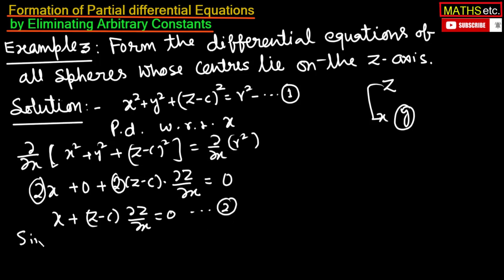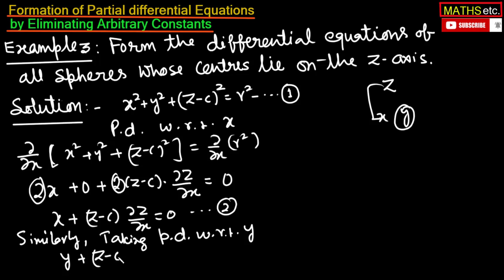Again, we will use the tool at our hand, that is, similarly taking the partial derivative with respect to y. So similarly, in place of x, we will get y. So this will be y plus (z minus c) del z over del y. All the x variables will be replaced by y here because of the pattern. And this is equal to 0. This is our equation number 3. Since we have only two arbitrary constants, and we already have three equations at hand, we do not require higher order partial derivatives.